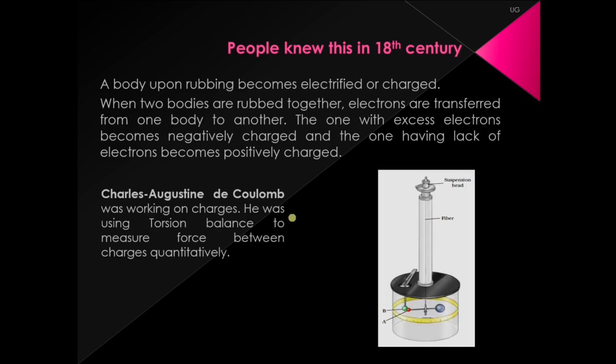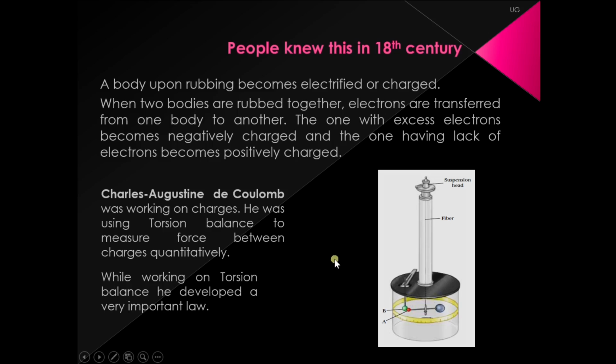Coulomb, Charles Augustin de Coulomb, was working on charges and he was using this device, the torsion balance, to measure force between charges quantitatively. While working on charges, he observed some interesting things and he developed a very important law, and that law is Coulomb's law.